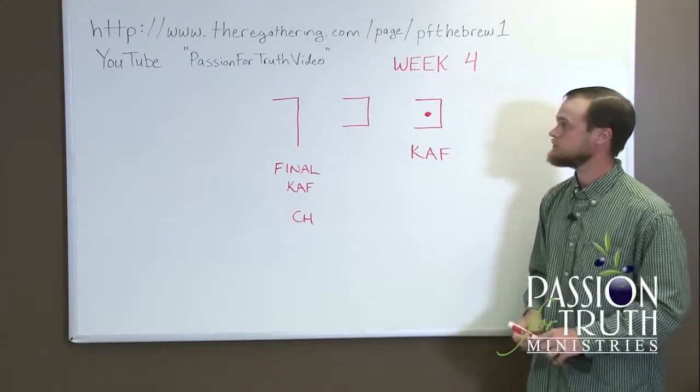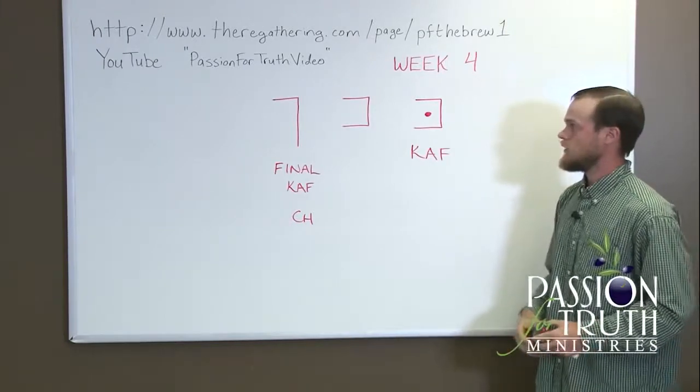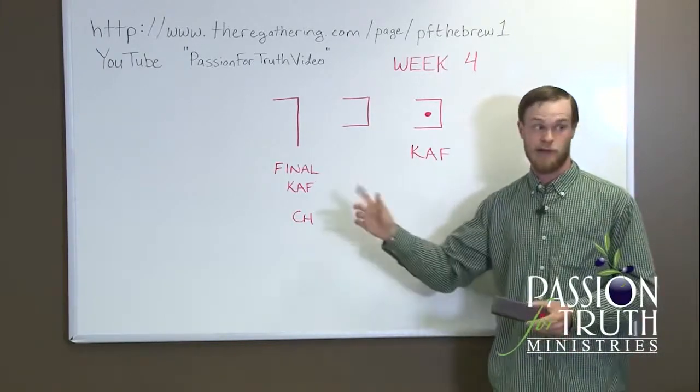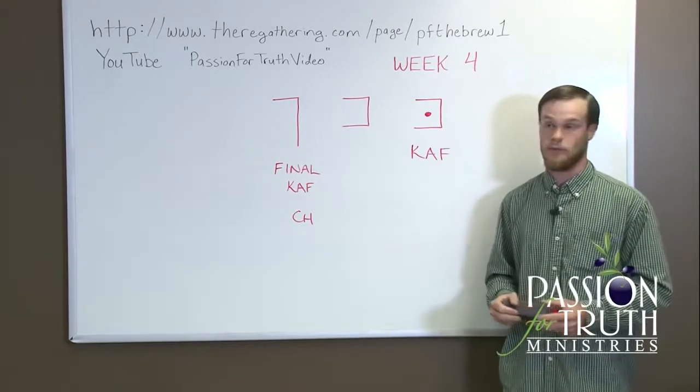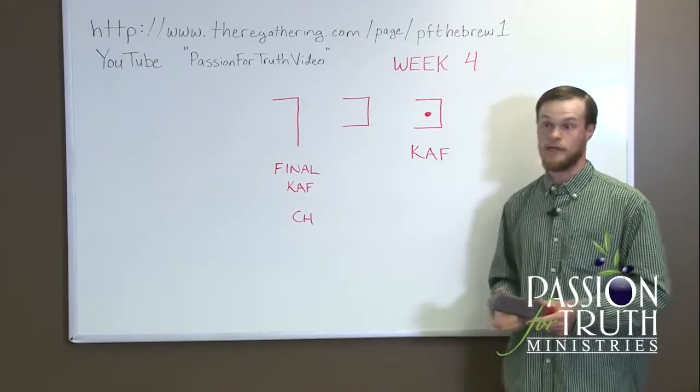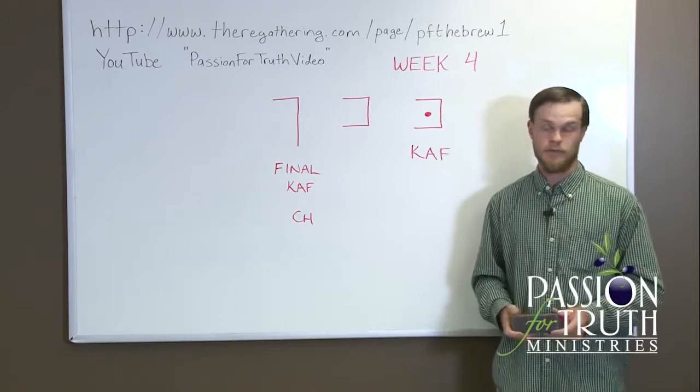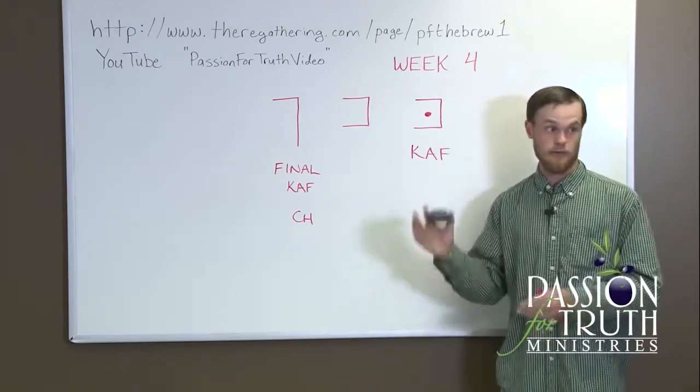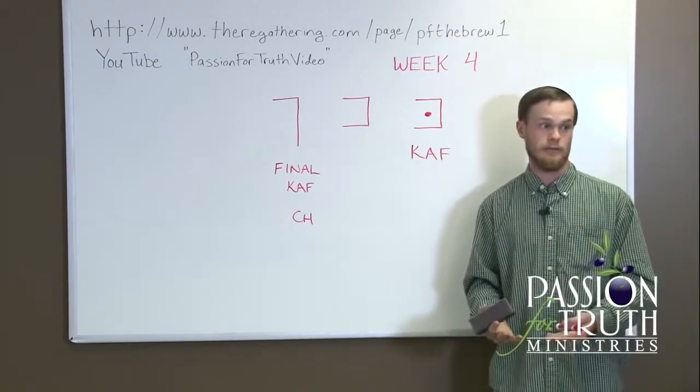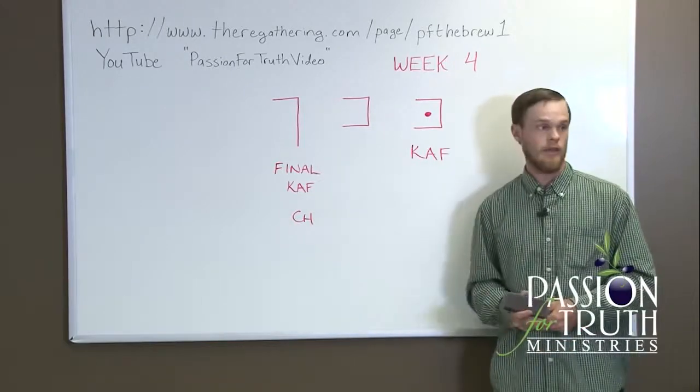There are 5 letters in Hebrew that have final forms. They are written differently at the end of a word than they are at the beginning or in the middle of a word. They behave the same as the regular letter. They're considered the same as the regular letter. They just are written differently.